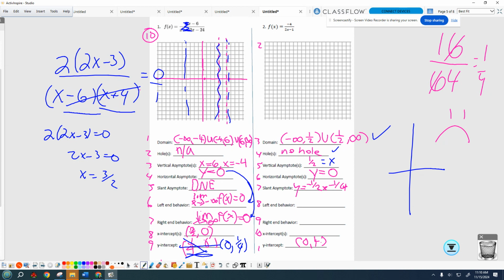They matter. Again, it's bottom heavy, y equals 0. Slant asymptote, we don't have one. Left end behavior as x goes to negative infinity, the function goes to 0. Right end behavior as we go to positive infinity, it also goes to 0.